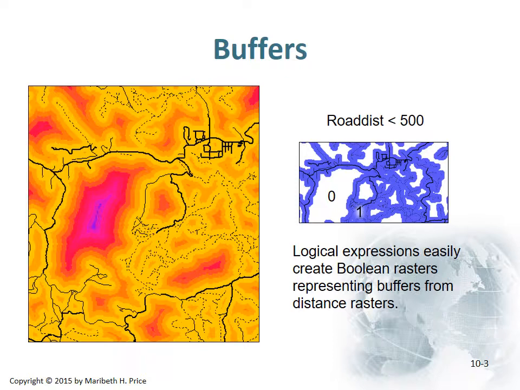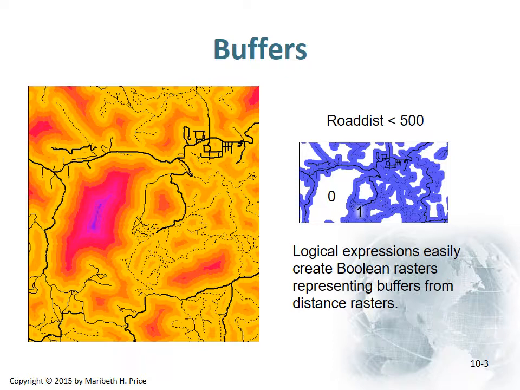Now, if you want a more accurate, precise, and truthful buffer, you're going to use a vector version of the buffer using the geoprocessing tools. However, if your analysis requires a raster input of some kind that is a buffer, then here's a way to do that that is more appropriate for using raster data.